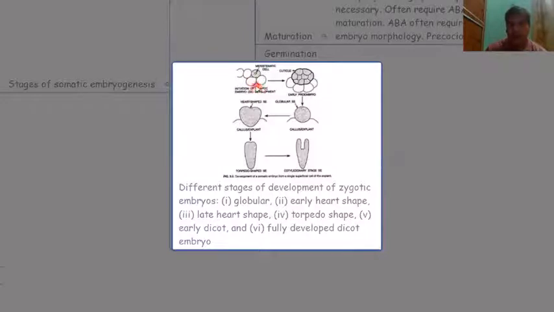Now, after this induction, the cell further divides to make a globular stage embryo. And before the globular stage embryo develops, we can find this type of pro-embryo, which we call the early pro-embryo. Then as and when it divides further and gains its typical spherical shape, it is termed a globular somatic embryo. See that this particular embryo, whatever its shape, is attached to the callus.